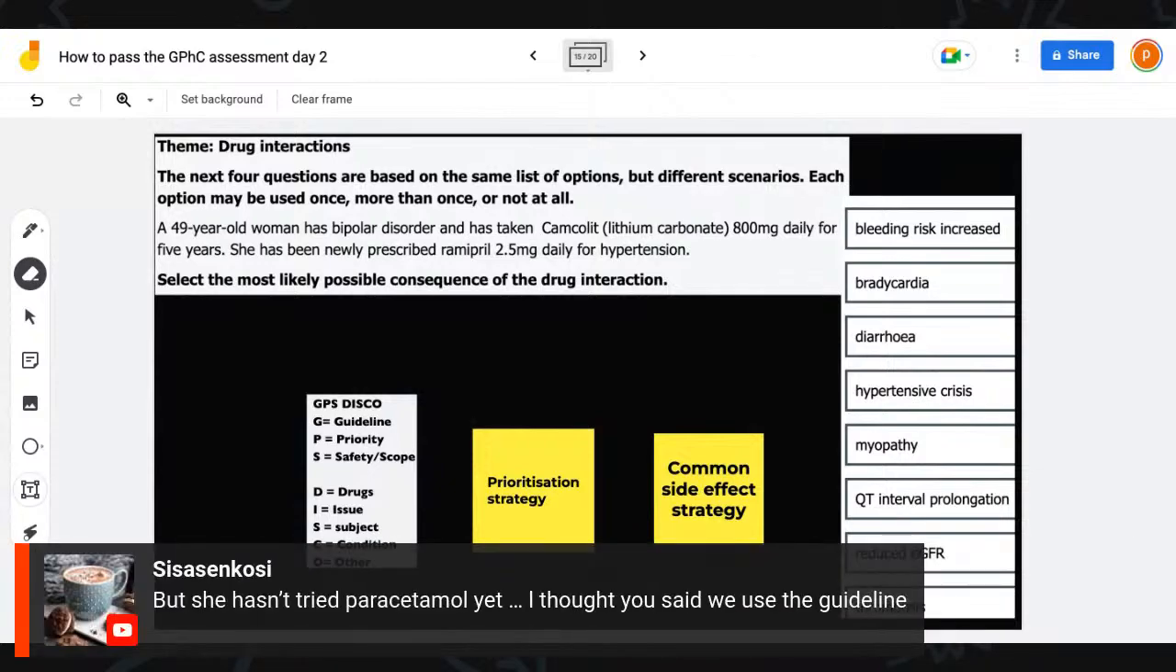There's a question there. But she hasn't tried paracetamol yet. Thought you said we use the guidelines. Fantastic, good question. So Sisa Senkosi said she hasn't tried paracetamol yet.